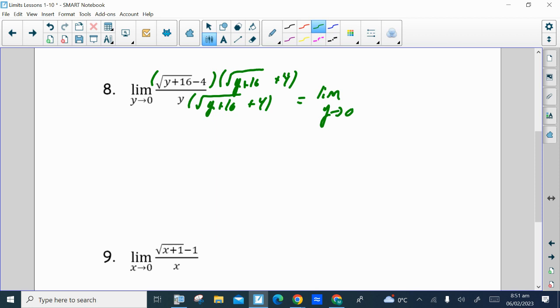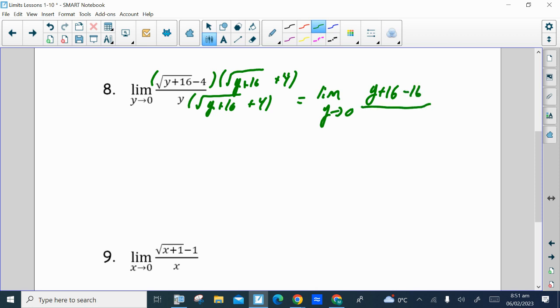So on top, when you multiply the root of y plus 16 by itself, you're just going to get y plus 16. When you multiply conjugates, the outer and inner products always cancel. That's why we're doing it. You'll get 4 root y plus 16 minus 4 root y plus 16. They cancel. So now I just multiply the two last terms together. Negative 4 times positive 4 is minus 16.